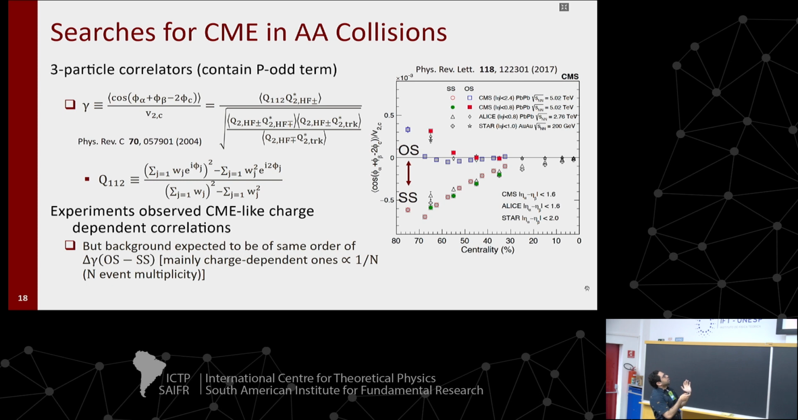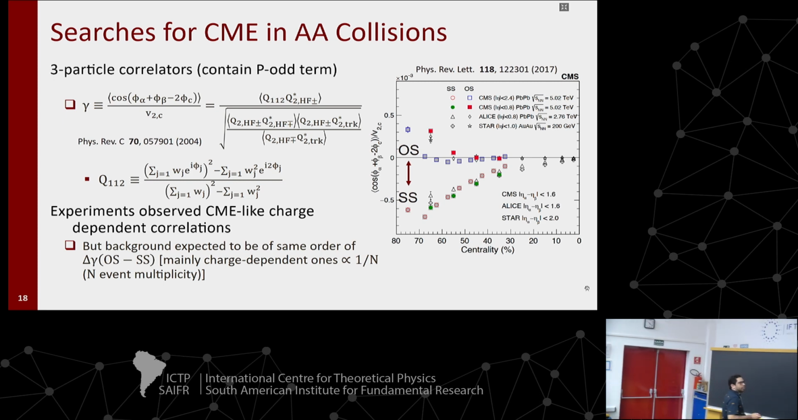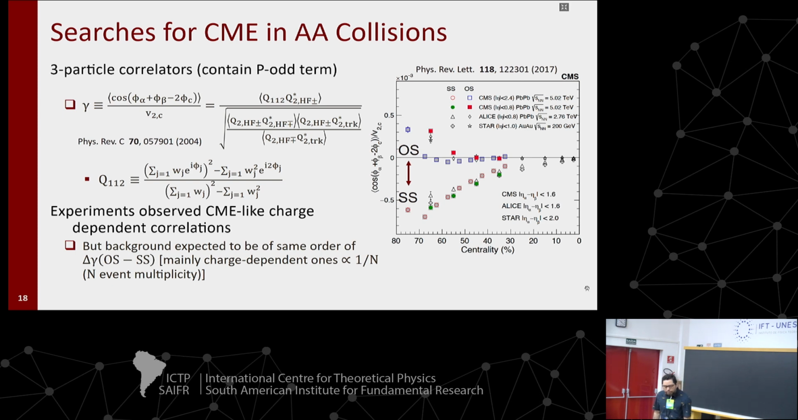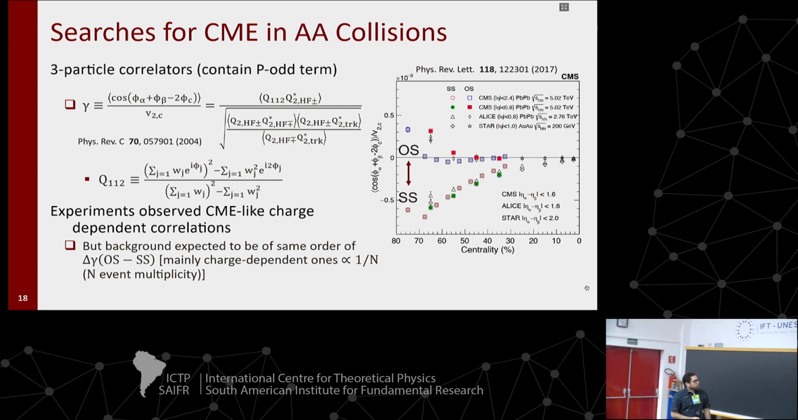If you get these observables and measure them in nucleus-nucleus collisions, this plot summarizes it nicely. We have results from CMS and STAR with similar kinematics, so they got similar results. Interesting, that's STAR with a different energy, and they got similar ones, and they see a charge-dependent correlation. But the question is whether this large correlation that we see here is really attributed to the CME.